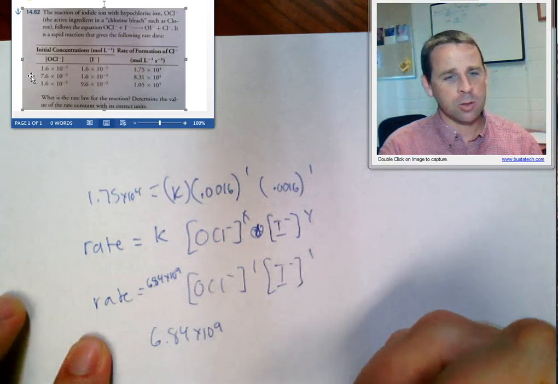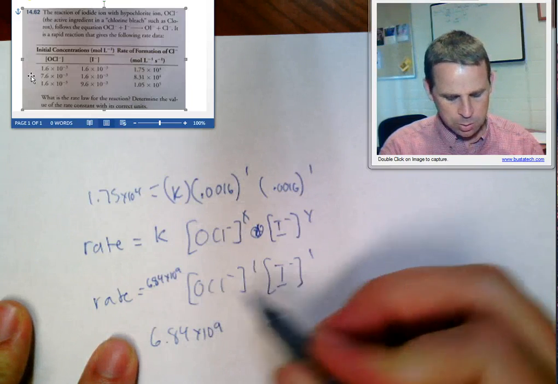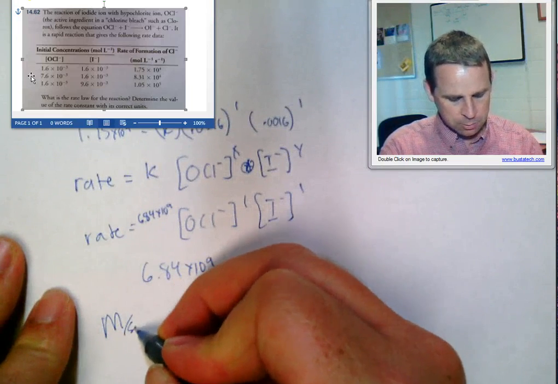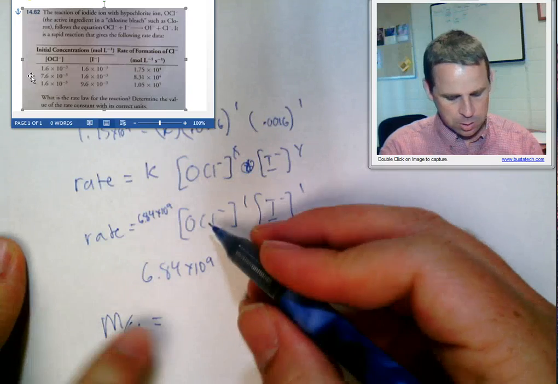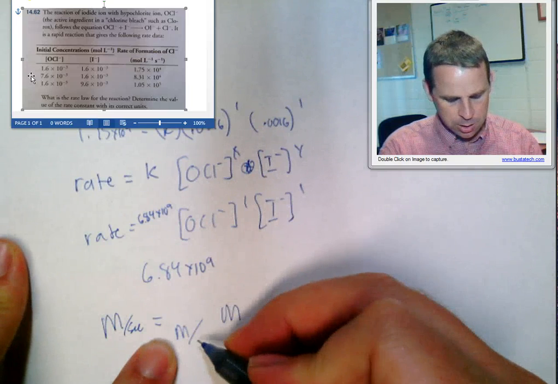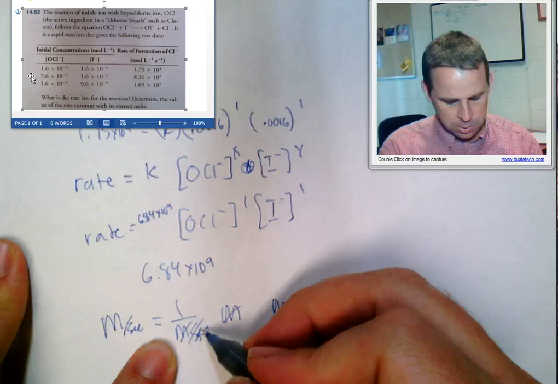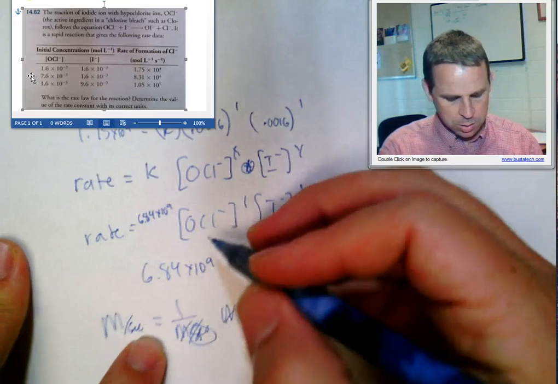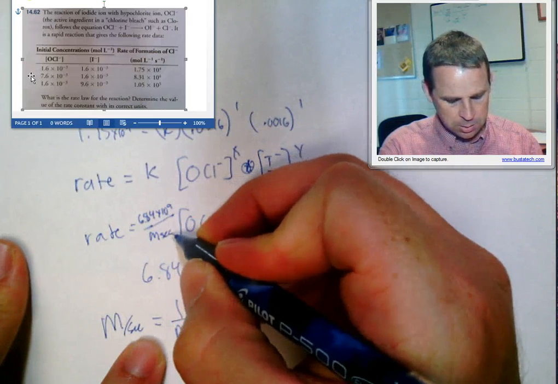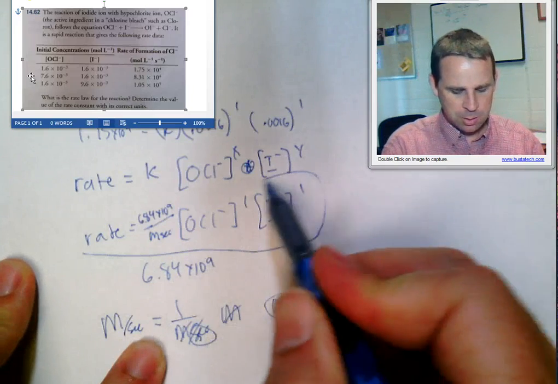And my units for this K value are going to be, let's see, this is molar per second for the rate. This is molar to the 1, and this is molar to the 1, so it has to get rid of a molar down here. So 1 over molar seconds. So this is per molar second. Okay? So that should be my rate law there.